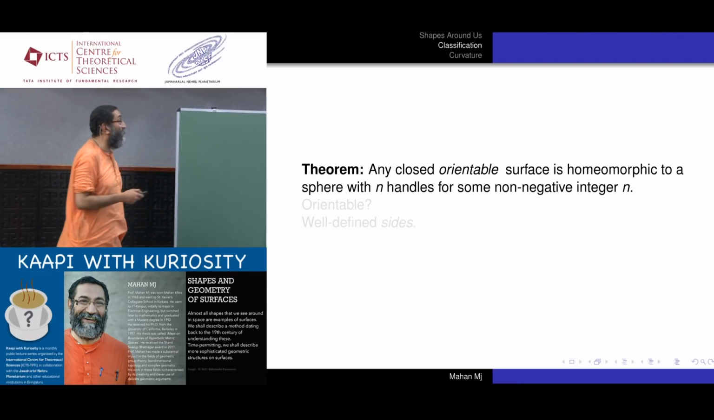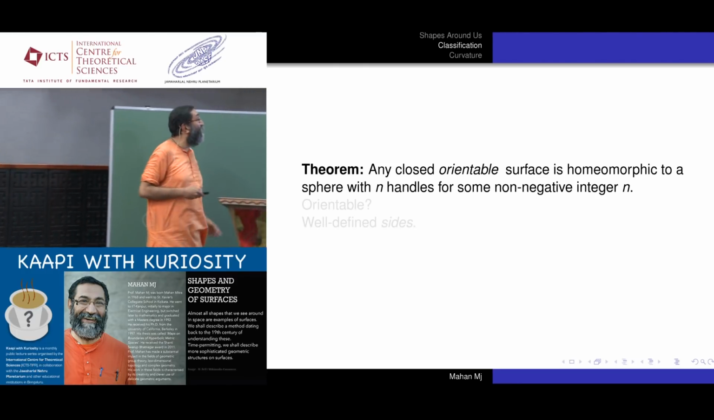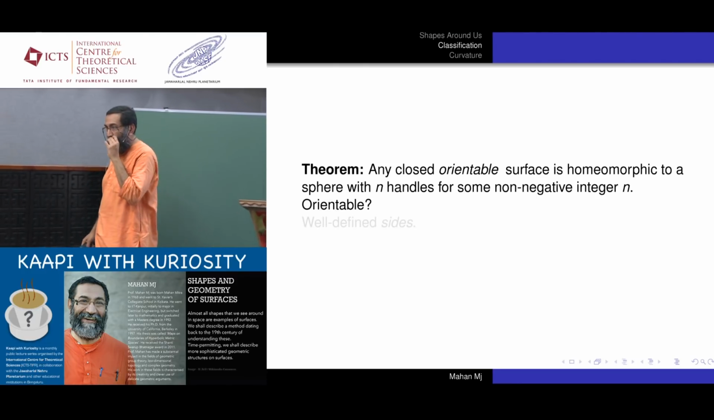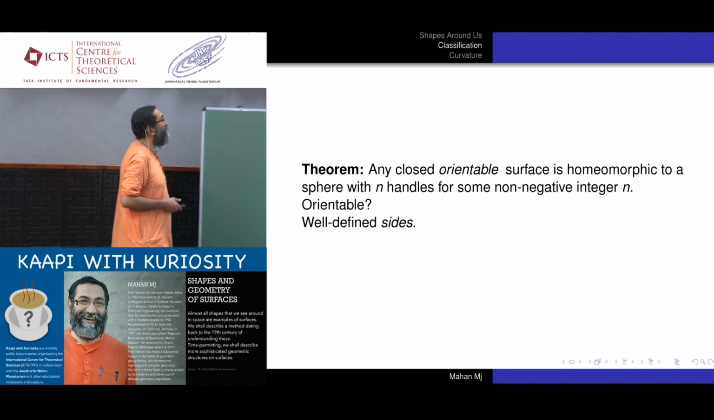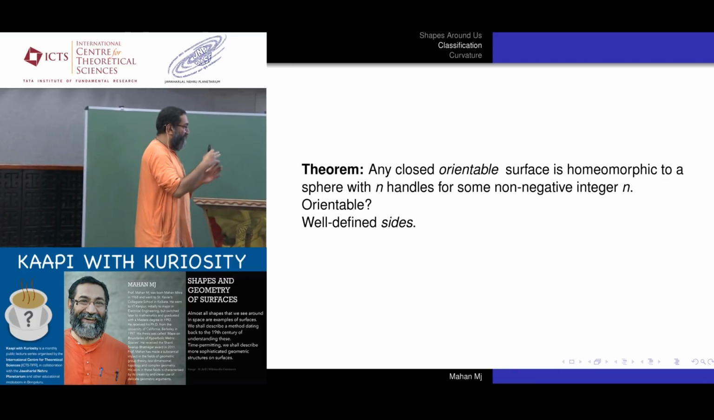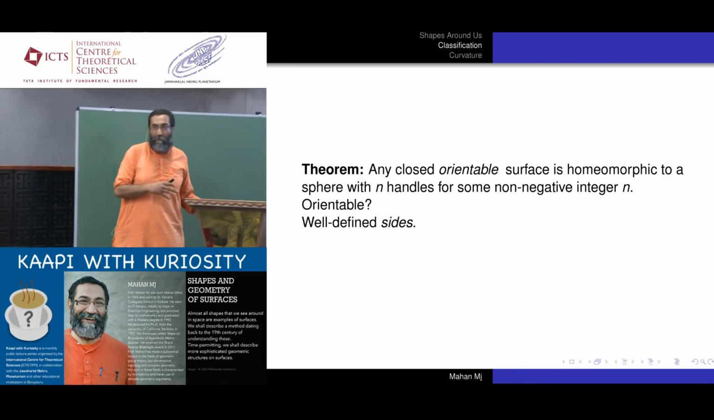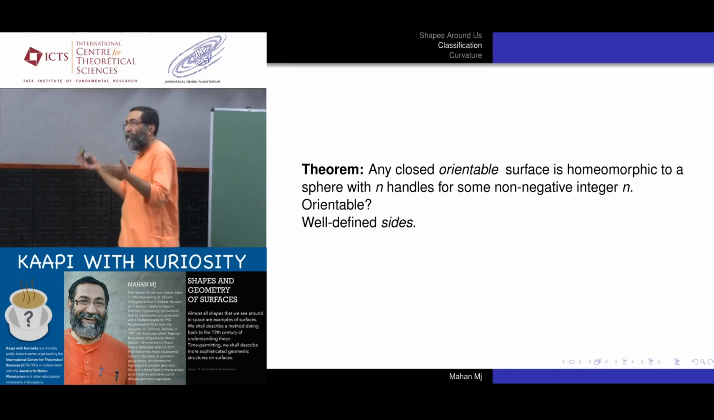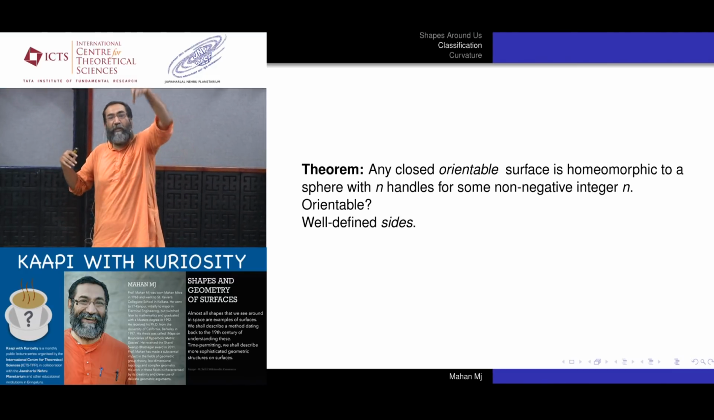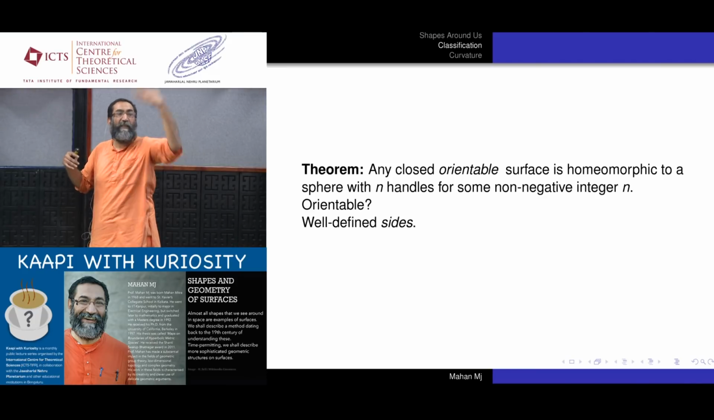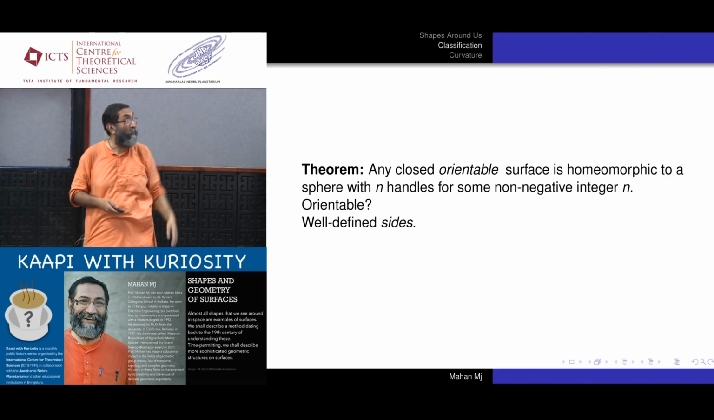All right. So now let's get to this word orientable. What does orientable mean? It basically means that it has well-defined sides. There's an outside and there's an inside. So if you have something that's closed in 3-dimensional space, you can think intuitively that there's going to be something that's inside and there's going to be outside.